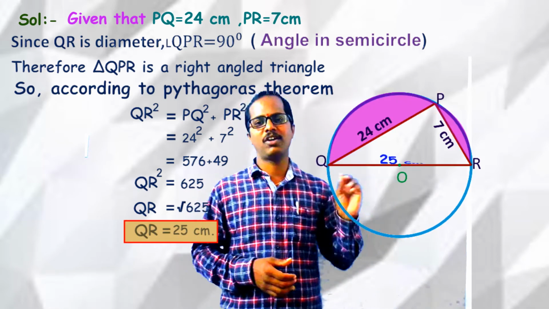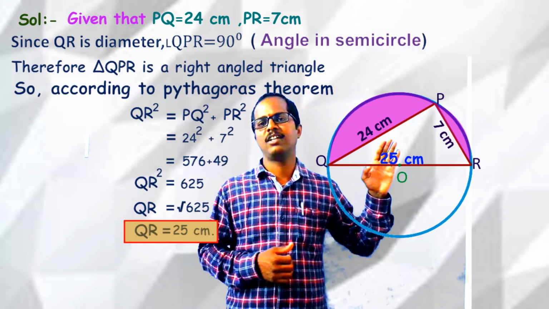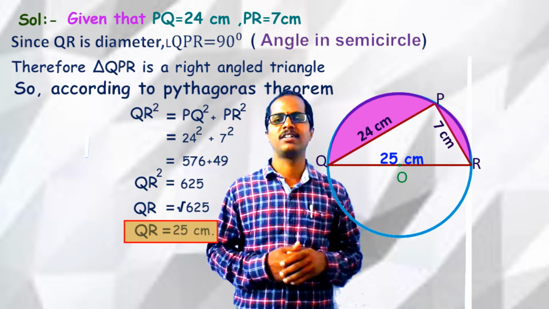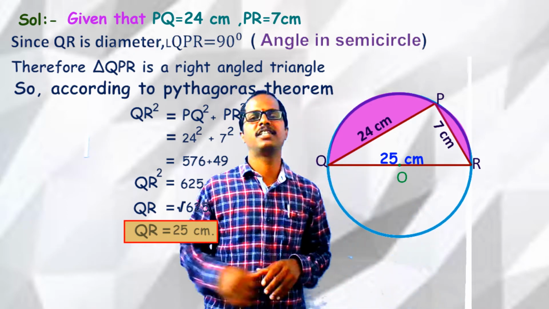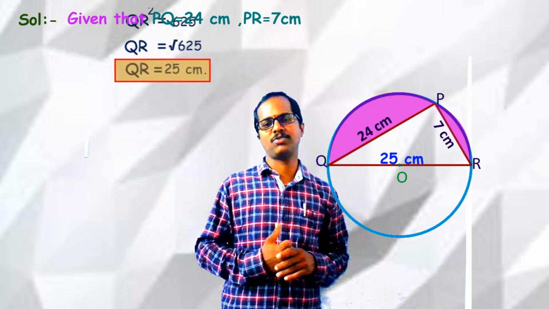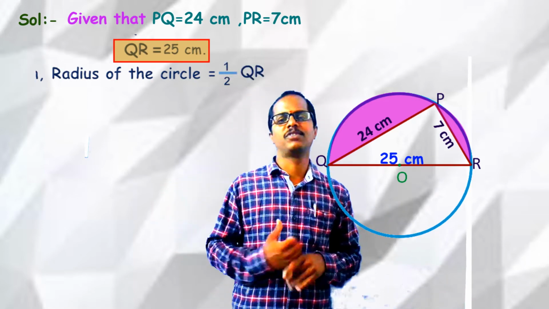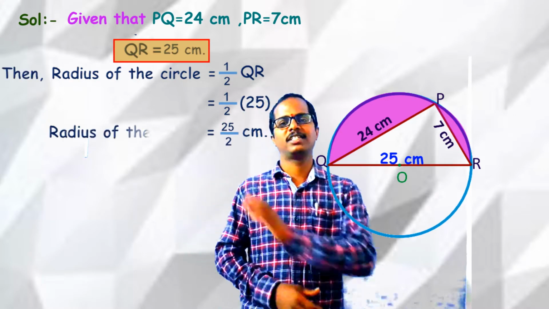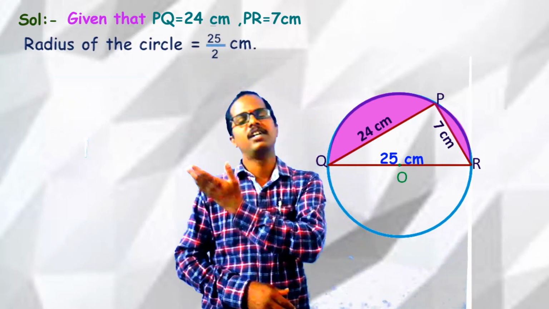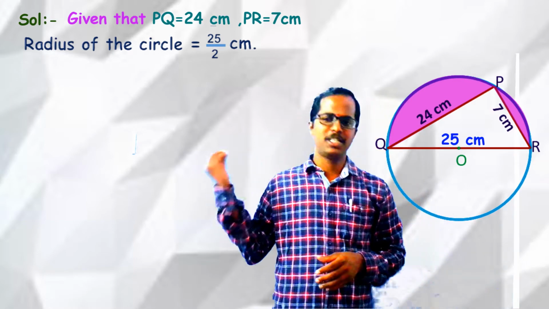Now we get the QR length, that is 25 centimeters. And here QR is the diameter of the semicircle. That means the diameter of the semicircle is 25 centimeters. So if the diameter is 25 centimeters, then what is the radius? Radius is half of the diameter. So the radius of the semicircle equals half of QR, that is half of 25, so we get 25 by 2 centimeters. Let us write 25 by 2 as it is. No need to simplify it because we need to find the area of the semicircle OQPR. After substituting this radius in the formula, we simplify it.